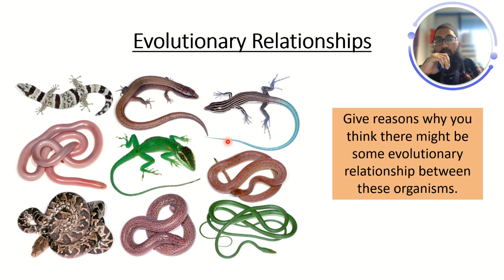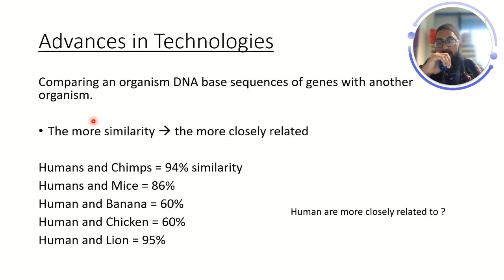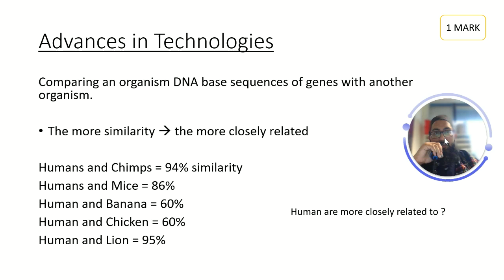But now we can go a bit more in detail. So this is the advances in technology. Now there are 4 marks for this. So the first mark would be that, look, I can compare the DNA base sequence of one organism with another organism, and if they're both similar, then that tells me how related they are. So the more similarity, the more closely related they are.